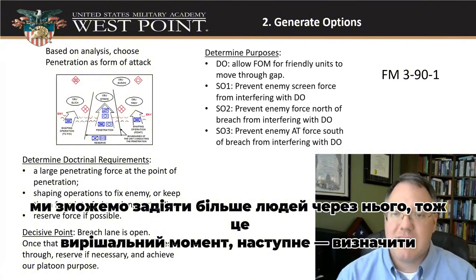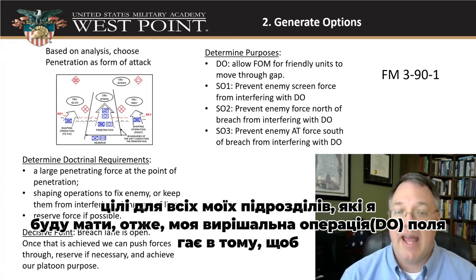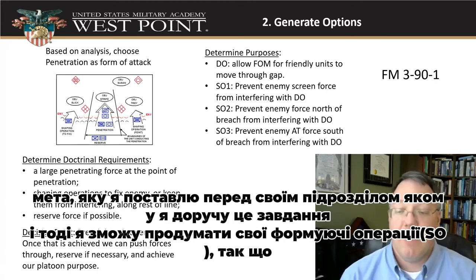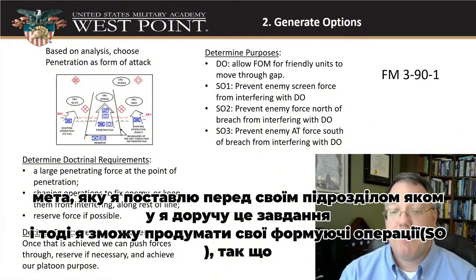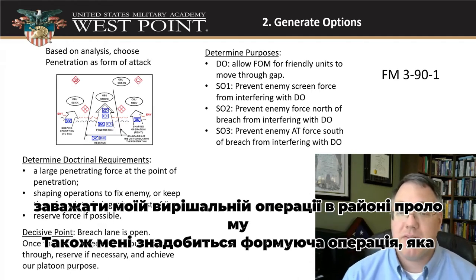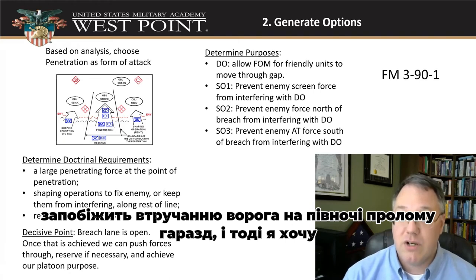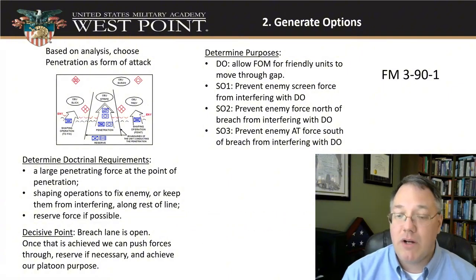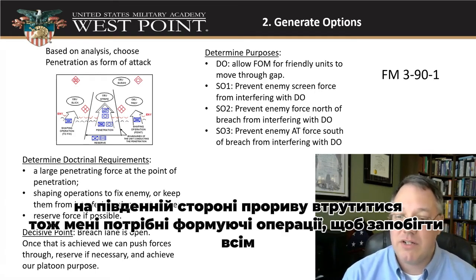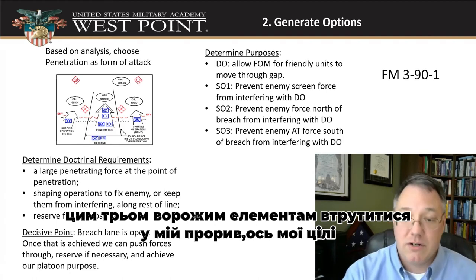All right. Next thing is determining the purposes for all of my sub-elements that I'm going to have, right? So my decisive op, my DO, is to allow free maneuver for friendly units to move through the gap, right? That's the purpose I'm going to give to my decisive subunit. And then I can think of my shaping operations. I'm going to have to do something to prevent the enemy screen line that was on the south from interfering with my decisive op, the breach element. I'm going to need a shaping operation that prevents the enemy on the north of the breach from interfering. And I'm going to want a shaping operation to prevent that enemy anti-tank force that's on the south side of the breach from interfering. So I need shaping ops to prevent all those three enemy elements from interfering with my breach. All right, there's my purposes.